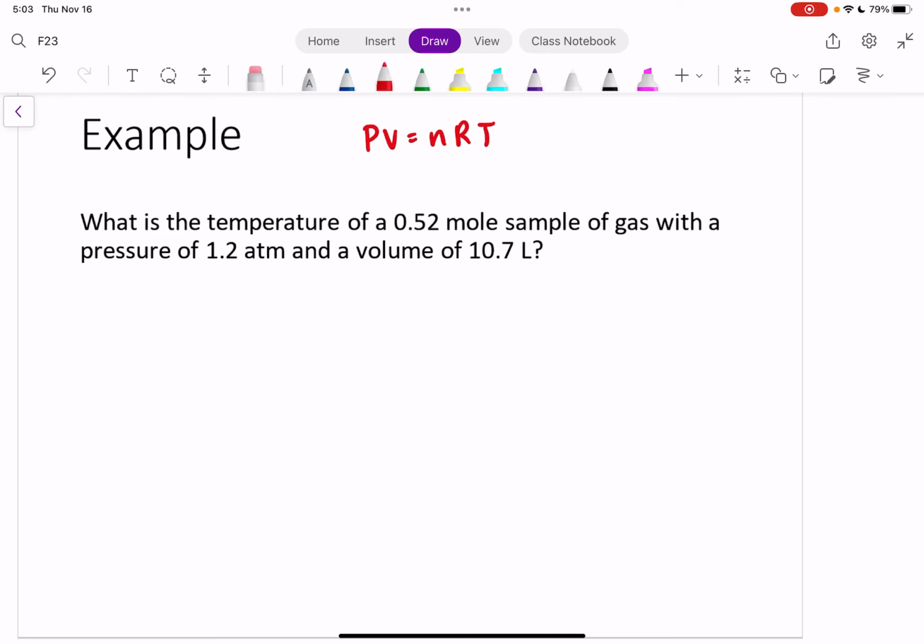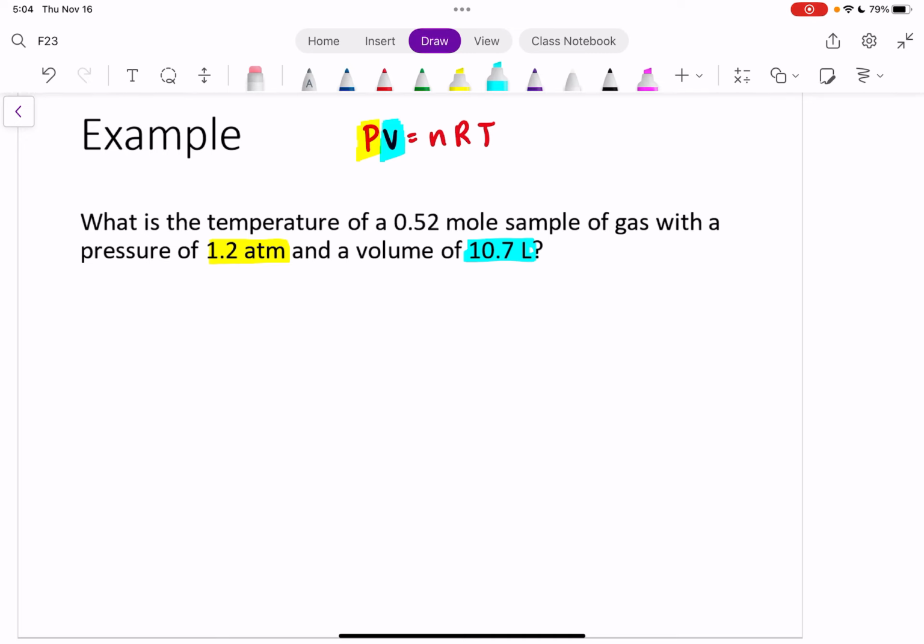So it says, what is the temperature of a 0.52 mole sample of a gas with a pressure of 1.2 atmospheres and a volume of 10.7 liters? Okay, so let's break this down a little bit and make sure that we have all of these parts of this equation. So let's do our color coding. So it looks like I have a pressure in 1.2 atmospheres. So we've got a pressure. We've also got a volume, 10.7 liters, so we'll highlight that as well.